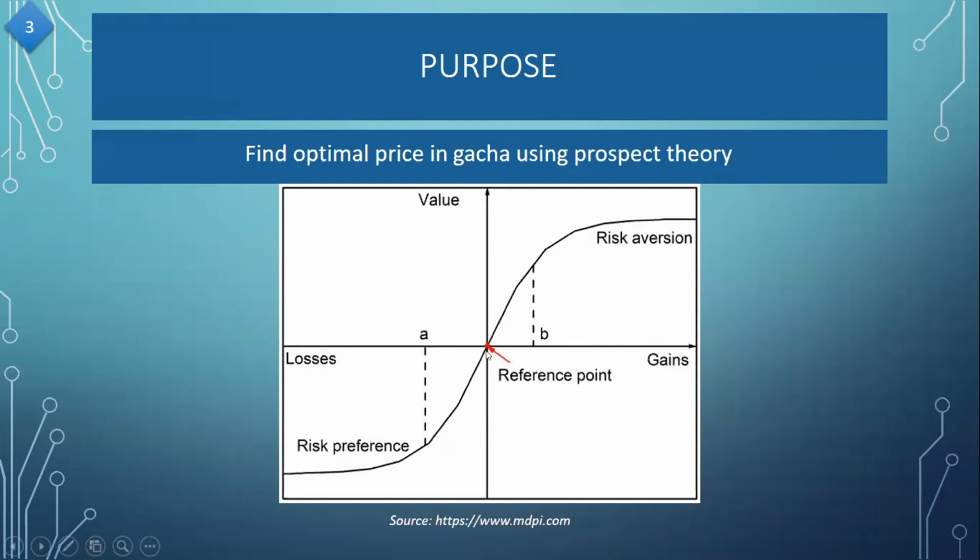Because from the reference point to B, there's a clear increase. There's a slope there, but there's an increase in value. But from point B onward, the line is flattening. This area from B forward is what I call the risk aversion area. For the opposite side, from the reference point to A is the optimal loss area. So if you want to lose money, this is the area you want to get. And from point A backwards is the risk preference area. This is when your loss of value keeps flattening.